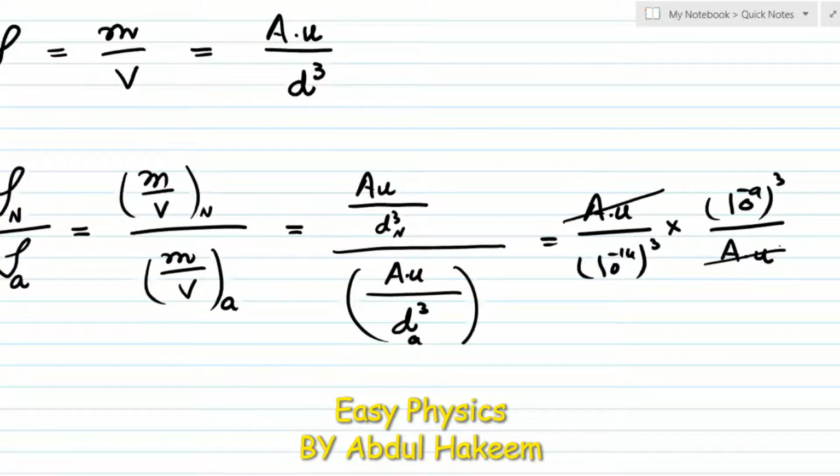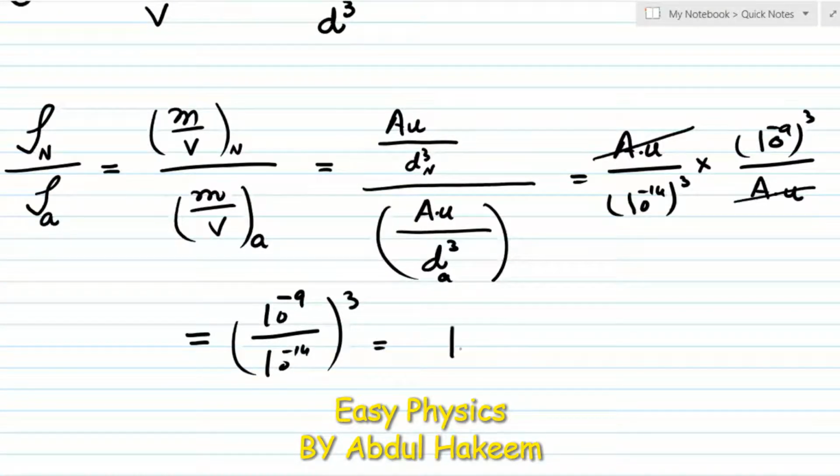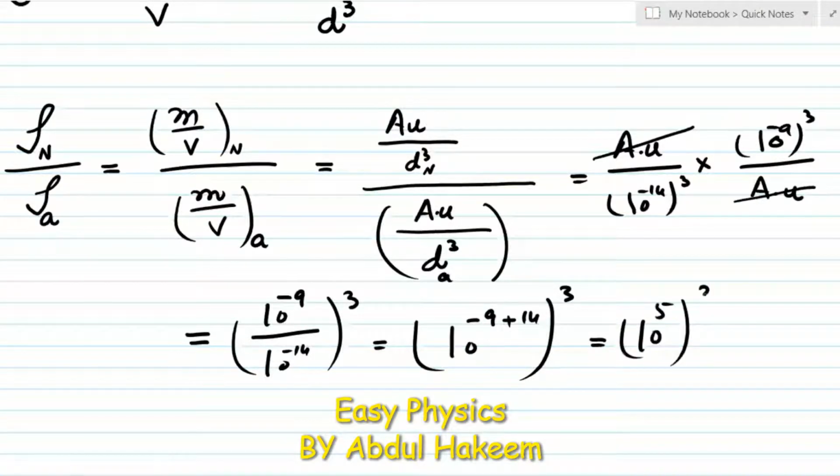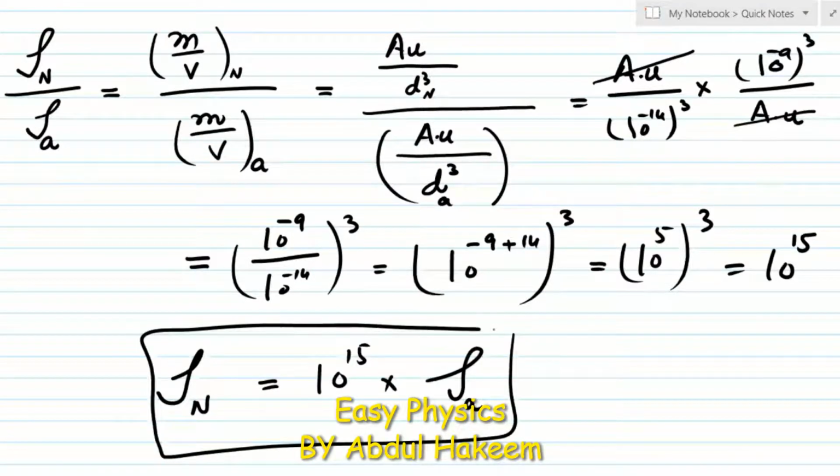Now, A u cancels with A u, hence the ratio of the density of the nucleus to the density of the atom is (10 power minus 9) over (10 power minus 14) whole power 3. So we can write (10 power minus 9 plus 14) whole power 3. So 14 minus 9 is 5. So (10 power 5) whole power 3. So this ratio is 10 power 15. It means the density of the nucleus is 10 power 15 times the density of the atom. This is the ratio between nucleus density and the atom density. So the density of the nucleus is too large as compared to the density of the atom.